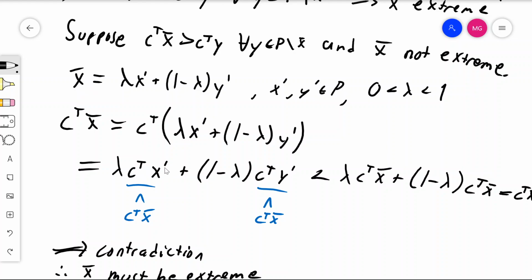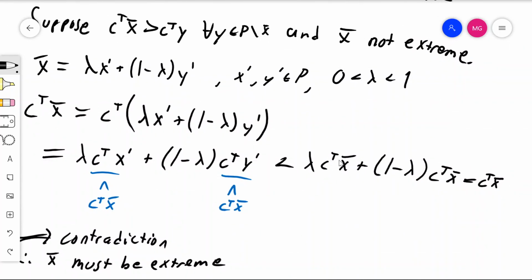So that means that c transpose x bar and c transpose y bar, c transpose x prime and c transpose y prime are both strictly less than c transpose x bar, because that's the condition we're assuming by hypothesis. x bar is the unique optimum, so it's strictly better than all the other points. In particular, that's true for x prime and y prime. So these two are strictly less than c transpose x bar. So this overall quantity is strictly less than lambda c transpose x bar plus 1 minus lambda c transpose x bar. And then you can just see that the lambda parts cancel and you're just left with c transpose x bar.